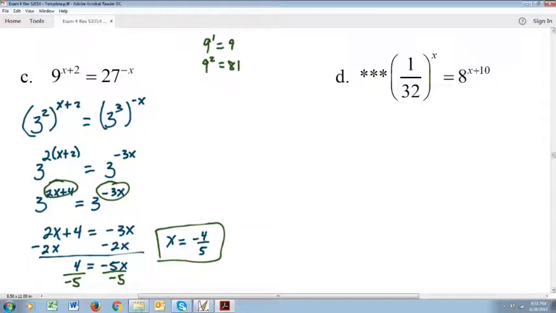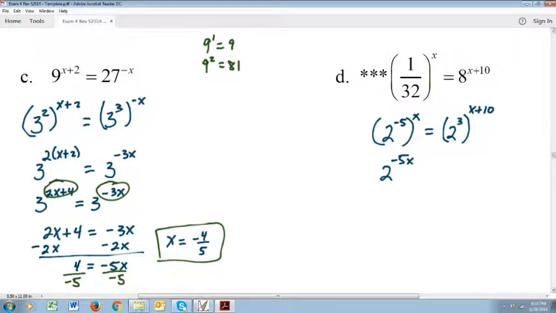Notice D is triple starred. If I gave you something like that on the test, it would be an extra credit type of problem. But I'll go ahead and do it here. 1/32, well, if you recall that 2 to the 5th power is 32, that means 2 to the -5 power is 1/32. So I can write that as 2 to the -5 power to the x power. On the other side, we can write 8 as 2 cubed. And so now we're going to use the power rule, so we'll multiply our exponents, -5 times x.